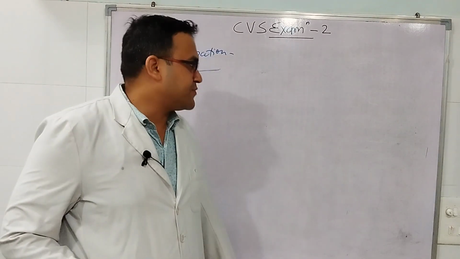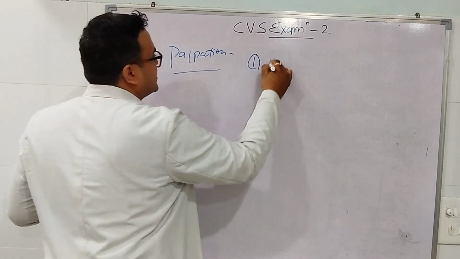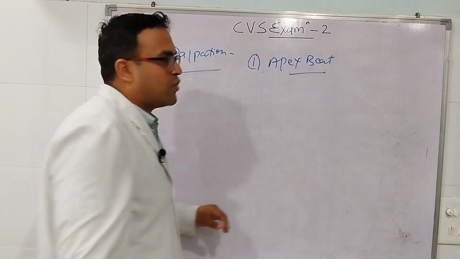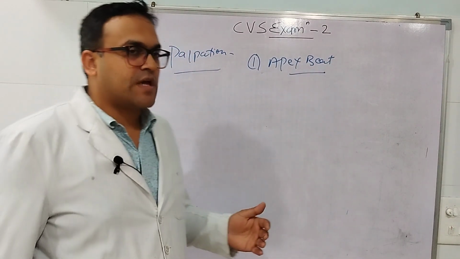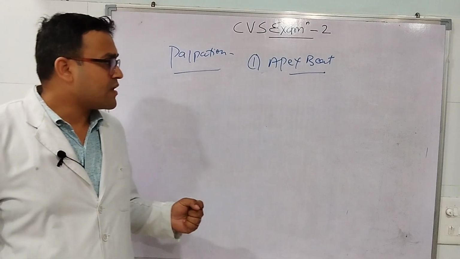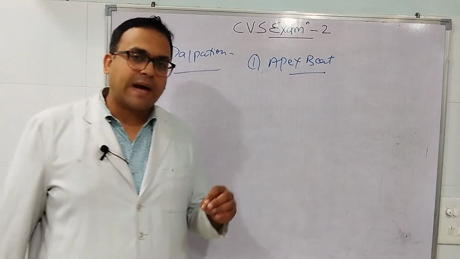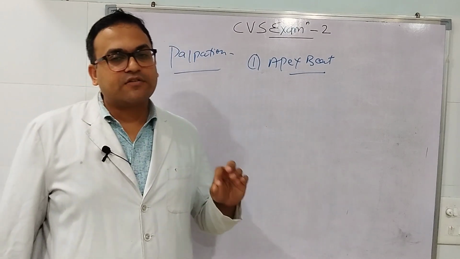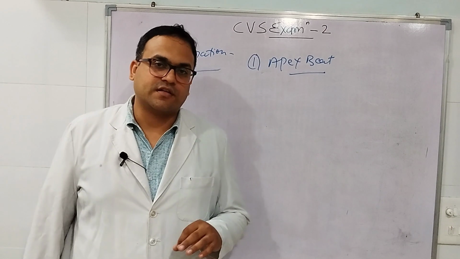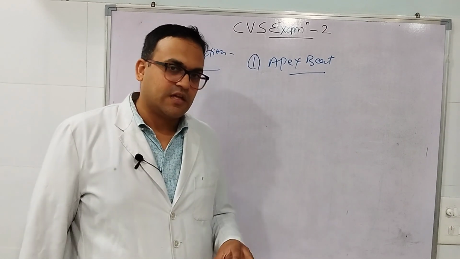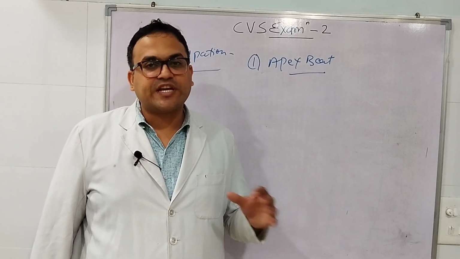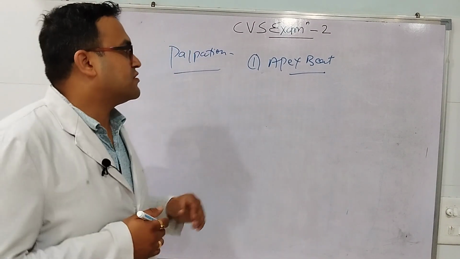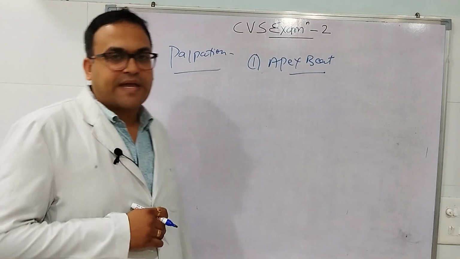Now coming to palpation. So the first thing in palpation is the apex beat or apical thrust. What is an apex beat? So the apex beat is the most lateral palpable cardiac impulse which exerts a perpendicular thrust to the palpating finger. So that is the apex beat, also known as apical thrust.